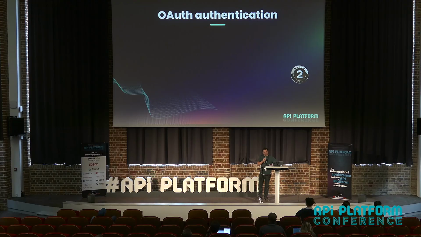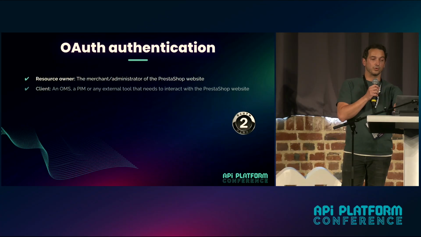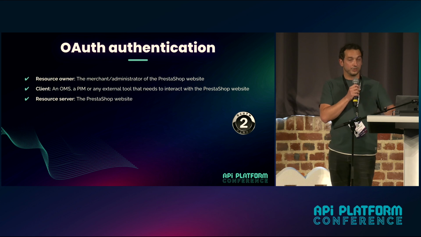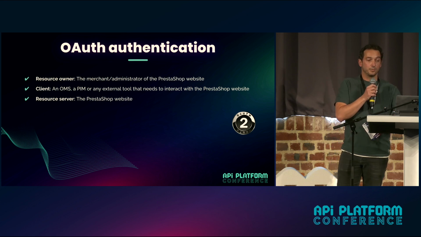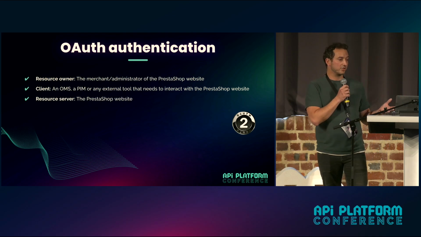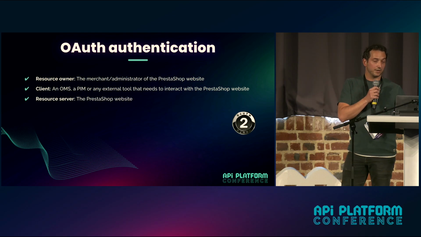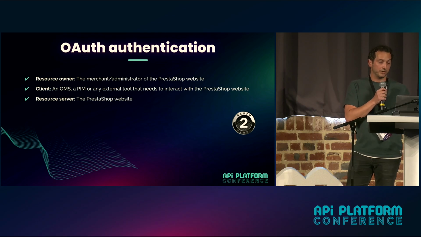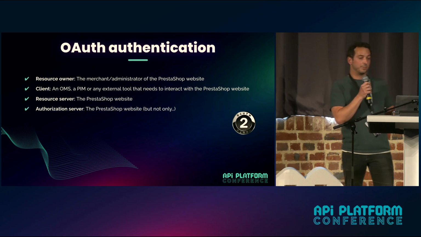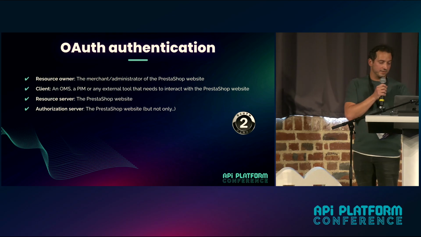So just a bit of context about what we added, aside from the API Platform integration. We added the OAuth authentication. So for the context, in our use case, the PrestaShop website, well, the merchant is the resource owner. The client could be an OMS or a PIM or any external tool that needs to interact with your PrestaShop website. The resource server itself, which serves the API resources, is also the PrestaShop website. And the authorization server is also the PrestaShop website. But not only. I will tell you more about this soon.